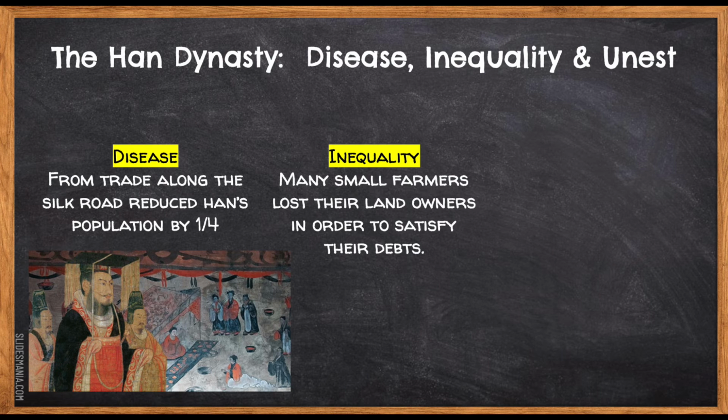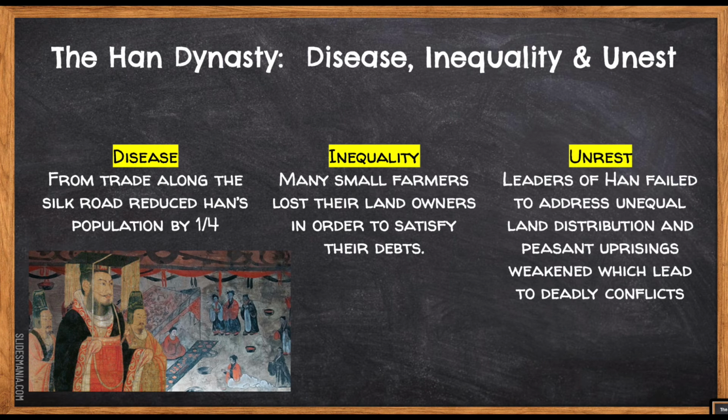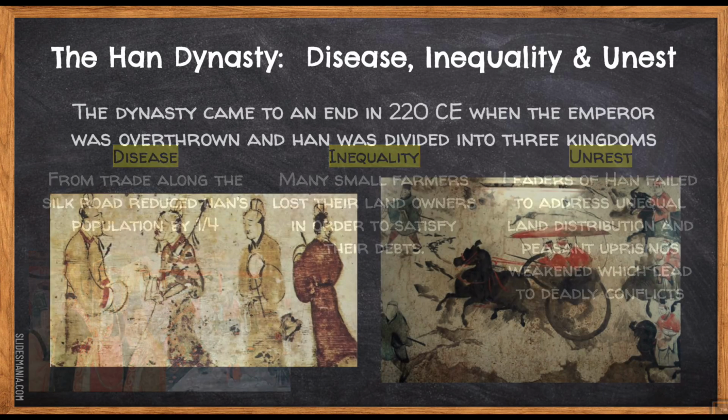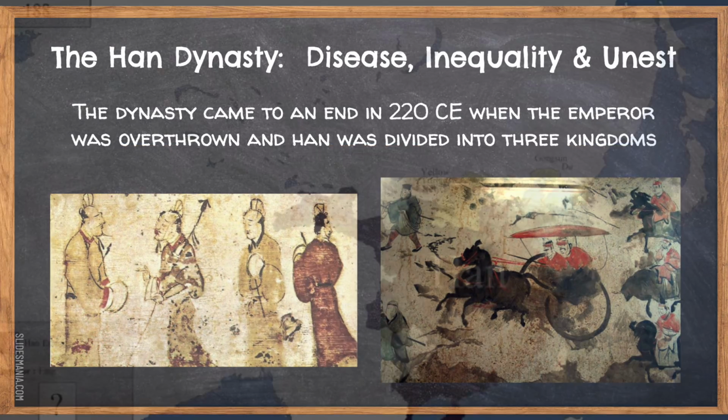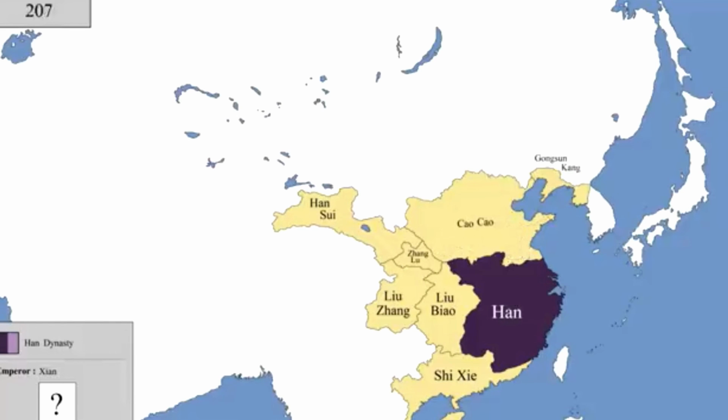Many small farmers lost their lands to large landowners in order to satisfy debts, and as a result, inequality developed. Some leaders come along to attempt to redistribute the land from large landowners to peasants. However, the land reform was not well received, and as a result, unrest develops within the Han Dynasty. Subsequent Han emperors failed to address the land distribution problem and the associated famines, and that inspired more and more uprisings and more violence within the Han Dynasty. And by 220 CE, the emperor was overthrown and the Han was divided into three kingdoms, thus marking the end of the Han Dynasty.